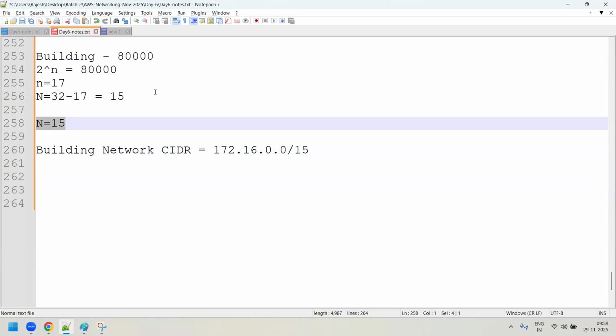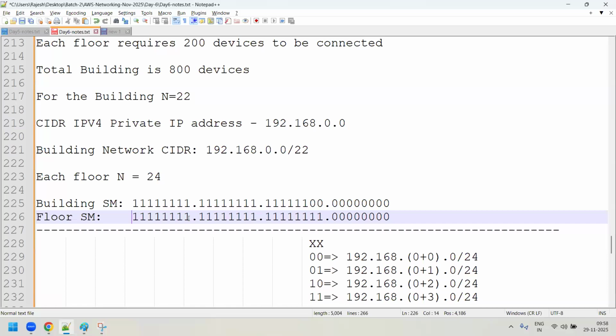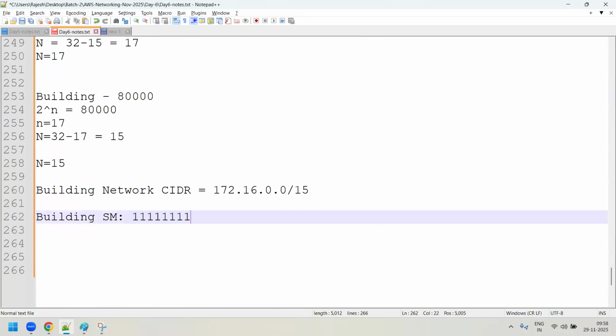Clear, sir? Is it fine? So if it is 15, what is the building subnet mask? The building subnet mask is how much? So 15 ones, right? So I'll just choose the 15 ones. This is 8 plus 8 is 16, but it is 15, so I'll write 1 2 3 4, 1 2 3 4, 1 2 3 4, 1 2 3 4. This is the subnet mask for my entire building.